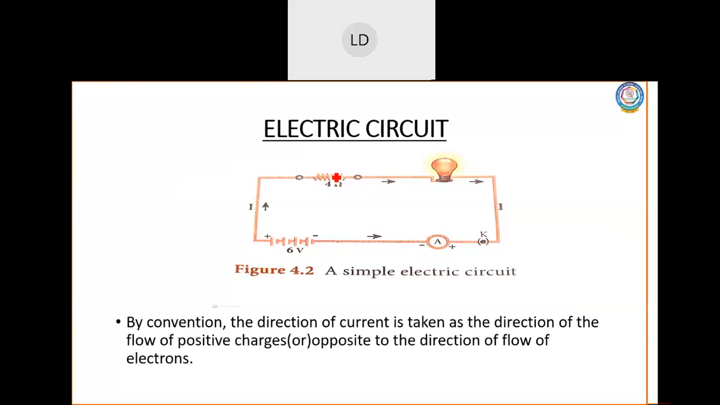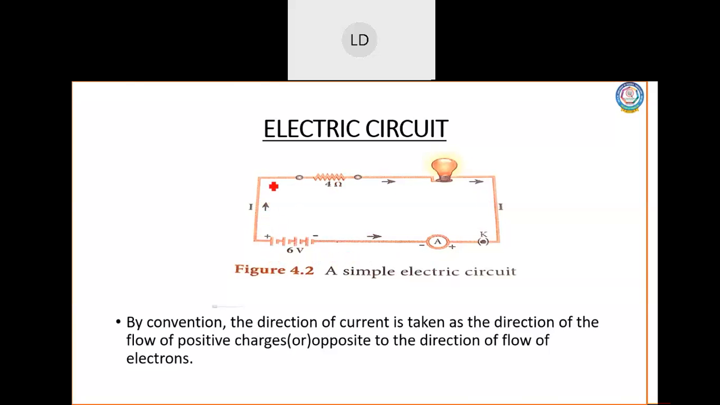Now this is a very simple electric circuit, and as you all know, in the previous video I was talking about the conventional direction of current. Look at this. This is the direction of current. I told you the direction of current is taken as the direction of flow of positive charges. Here this is said to possess a high potential and this is said to possess a low potential. So the direction of current is from higher potential to a lower potential, which is just opposite to the direction of flow of electrons.